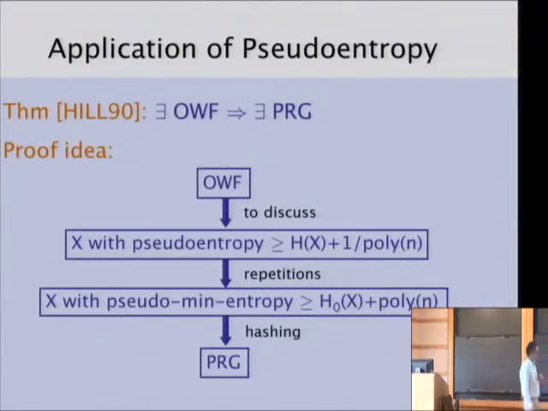And then by some hashing, you can construct a pseudorandom generator. You can use hashing to extract the pseudo-min entropy into pseudorandomness. Right? Like a randomness extractor, you convert high min entropy into being indistinguishable from uniform, and you can convert the fact that the random variable has small support into constructing something that has a short seed length.